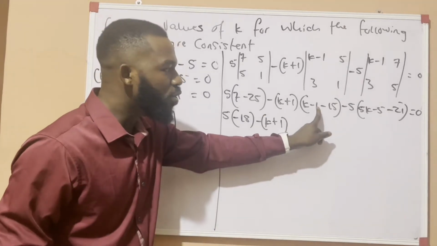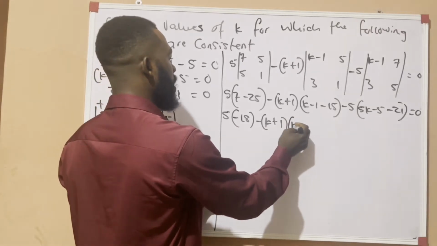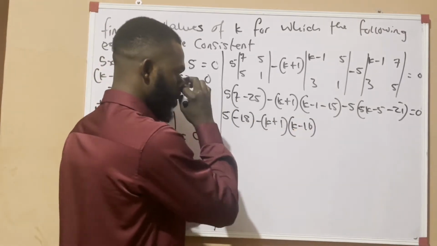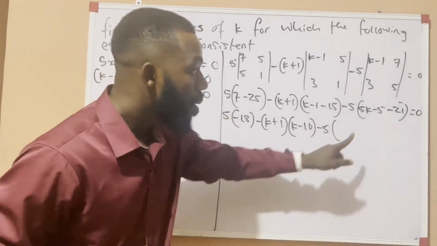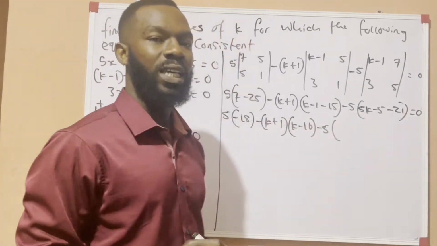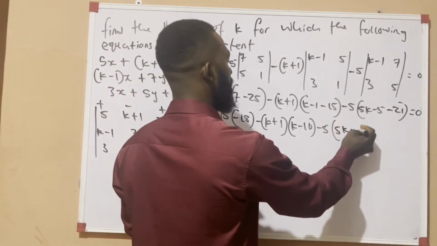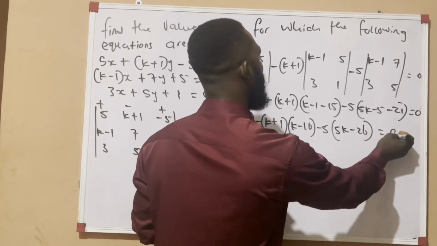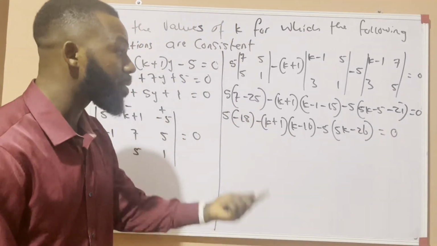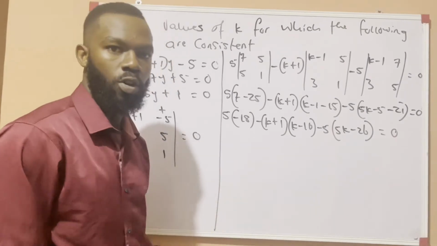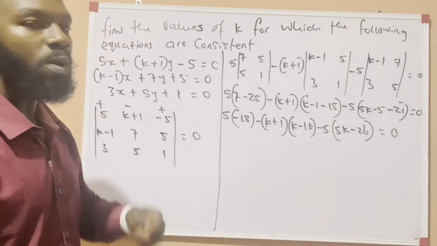Now, minus 1 minus 15 gives us minus 16. So we're going to be having k minus 16, minus 5 into the bracket of minus 5 minus 21 gives us minus 26. So we're going to be having 5k minus 26 all equal to 0. You see, maths is all about steps. You don't jump into conclusion, you do it one after the other, and then you see it gets it right. Now let's open the bracket.